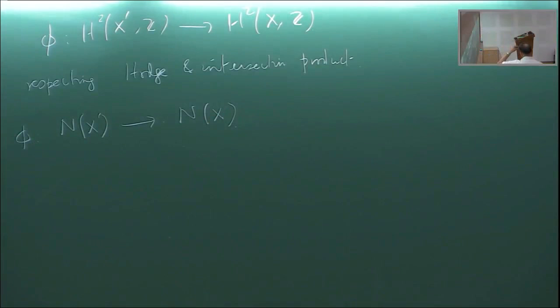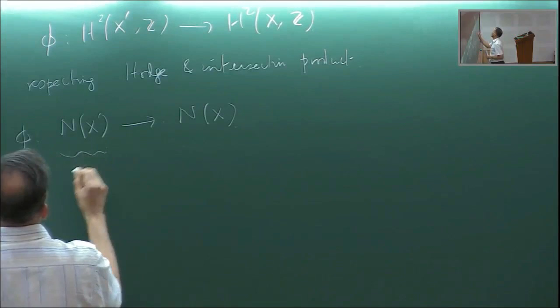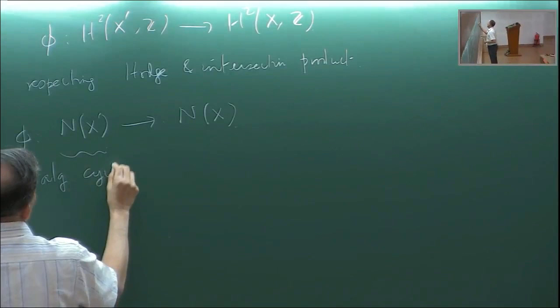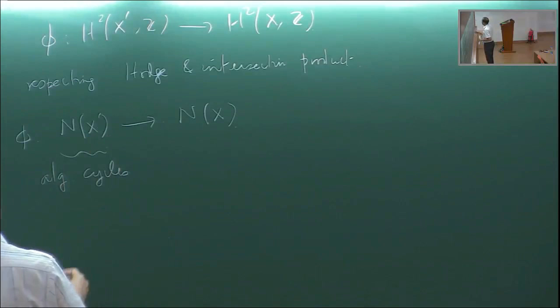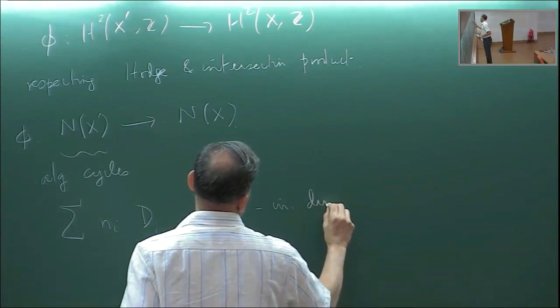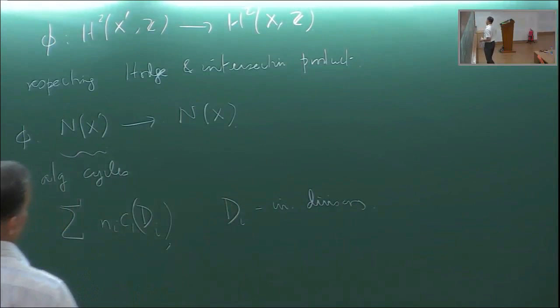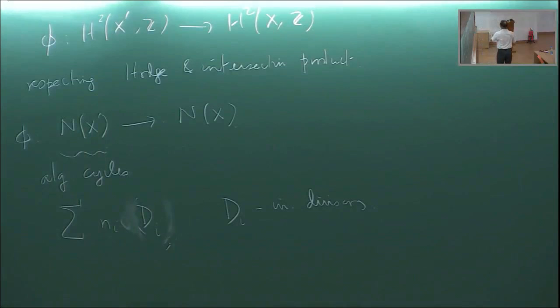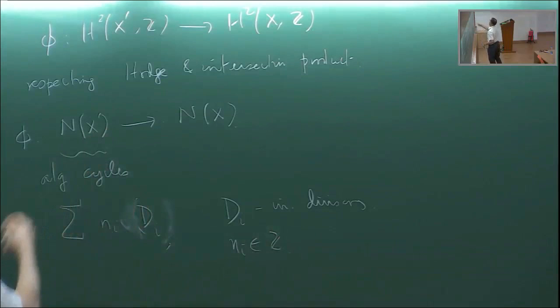Okay, so this NS(X'), as I said, is algebraic. This part is algebraic cycles coming from divisors. So what's an algebraic cycle coming from divisors? It's basically the cohomology which consists of formal linear combinations of n_i D_i, say D_i are irreducible divisors. So it's really the first Chern class of these divisors. Or you can think of it as just the summation n_i D_i, where the D_i are irreducible divisors and the n_i are integers. So that's what this NS(X) is going to consist of.